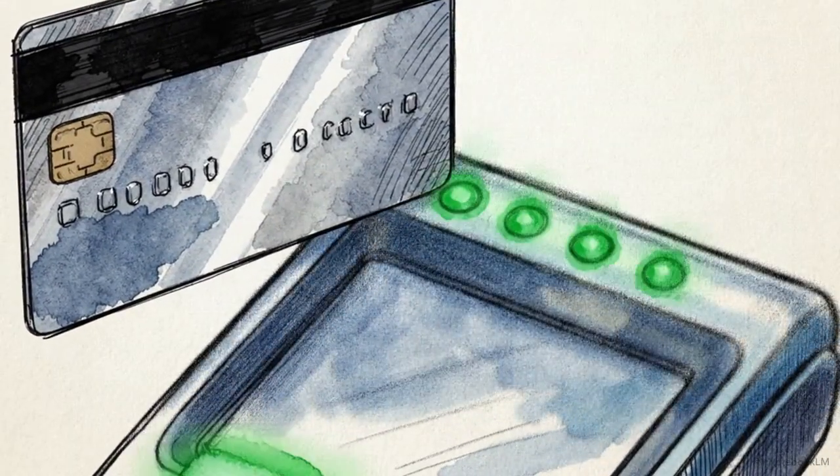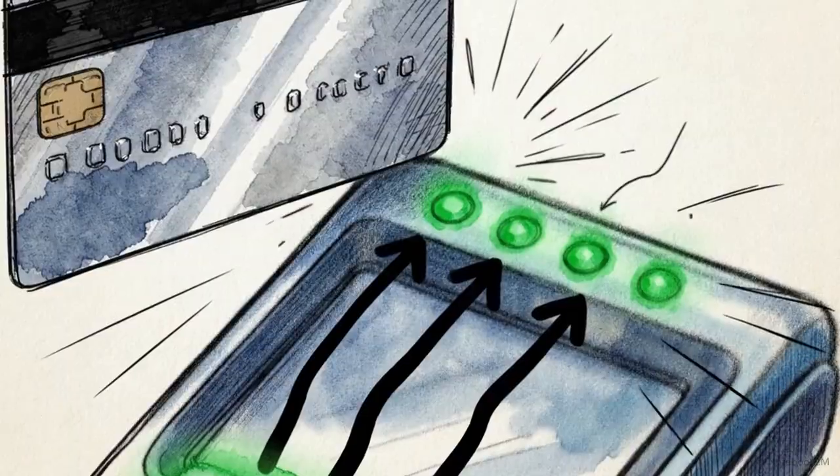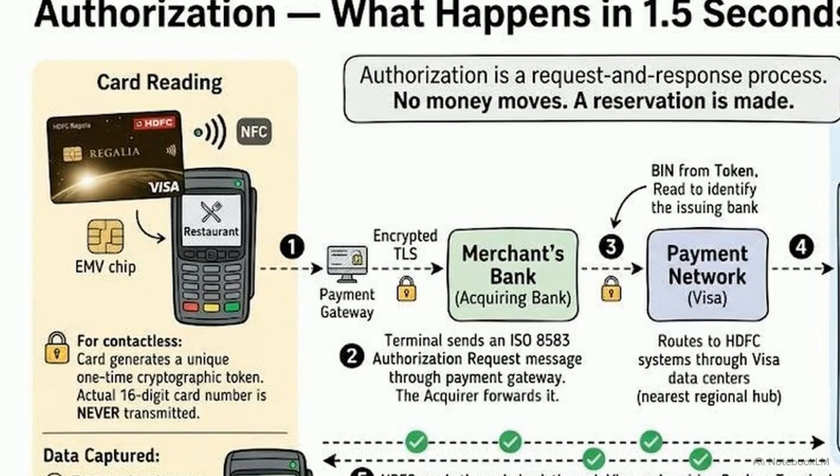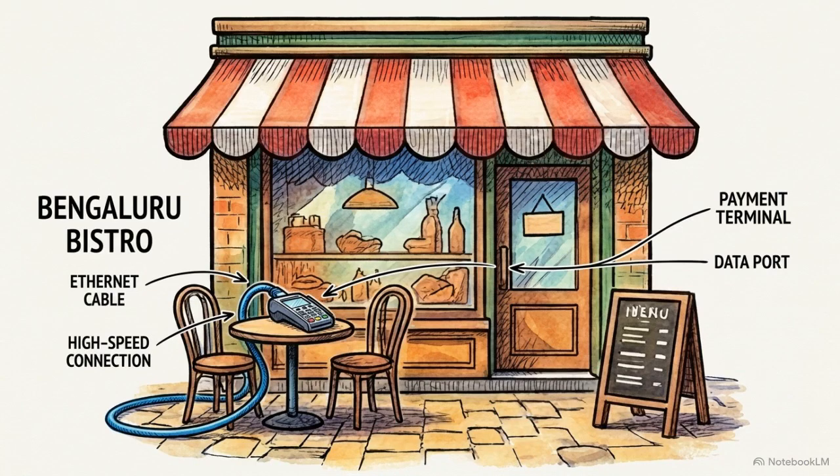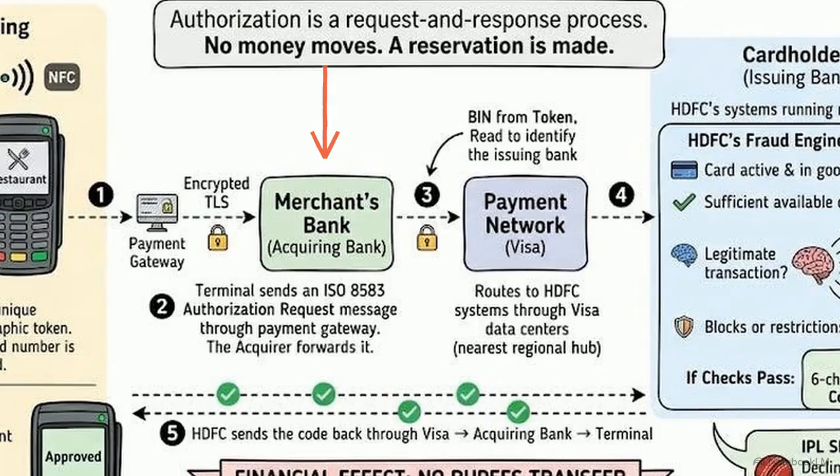Let's run a clock and track the data packet chronologically. This diagram breaks down the timeline. At 0 seconds, the card generates a one-time cryptographic token. Your actual card number is never transmitted. At 0.1 seconds, the terminal packages the token and amount, sending an authorization request to the merchant's acquiring bank. The acquiring bank acts as the invisible doorway connecting the local restaurant to the global digital payment system. The acquiring bank is the doorway to the global payment system.